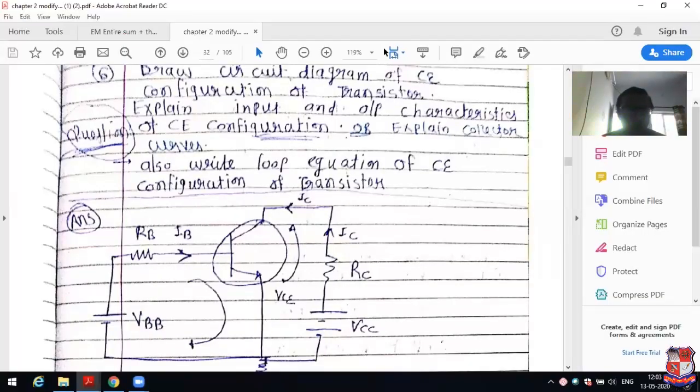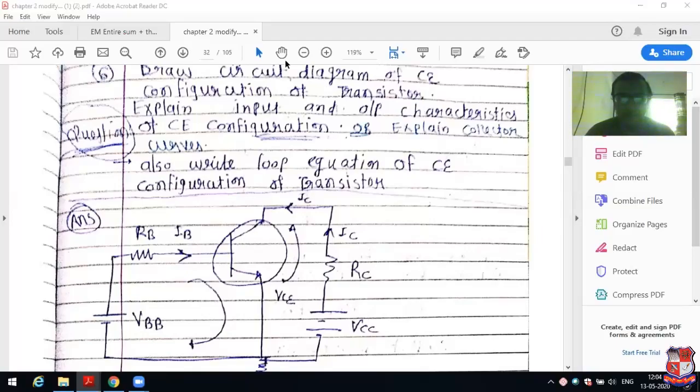Concentrate on another question, another topic, which is known as common emitter configuration of transistor. First of all, this is the topic which is known as common emitter configuration, and its advantages. This is connected with unit number 2 of the syllabus of basic electronics. So try to understand this topic very carefully.